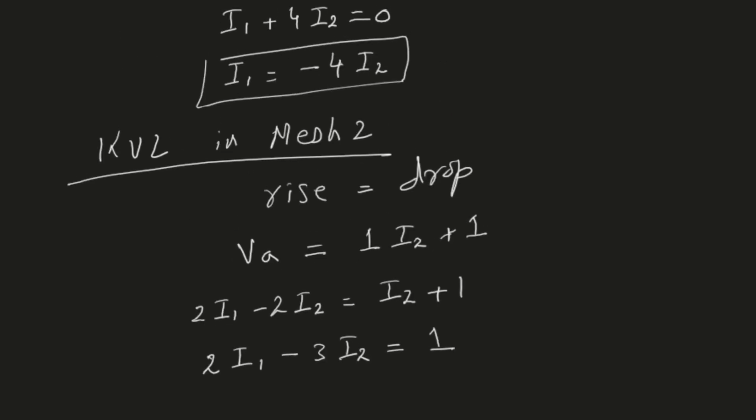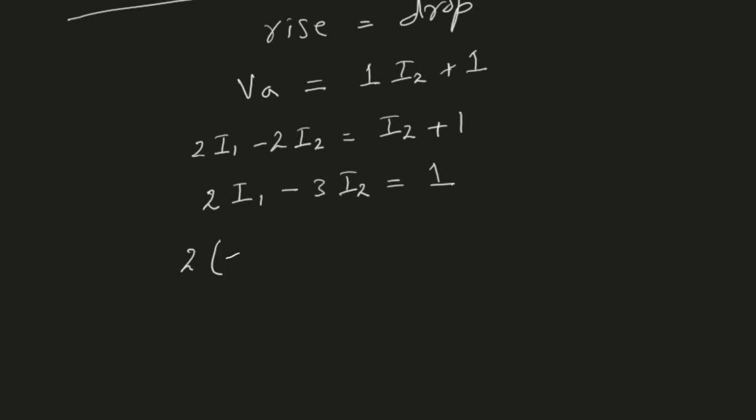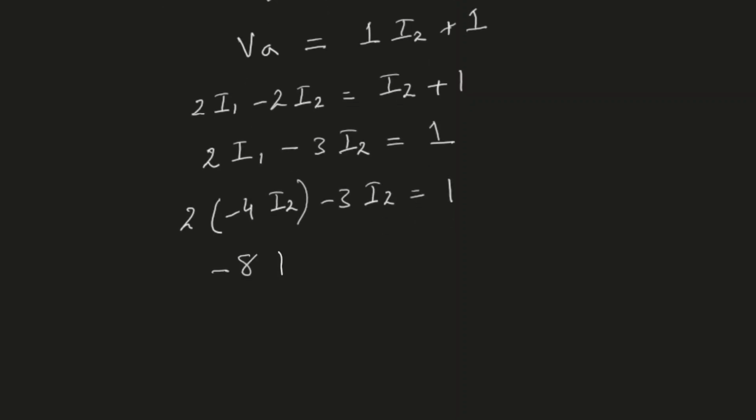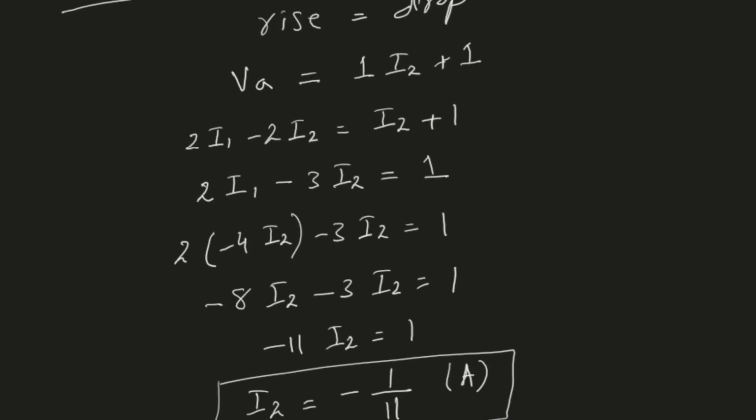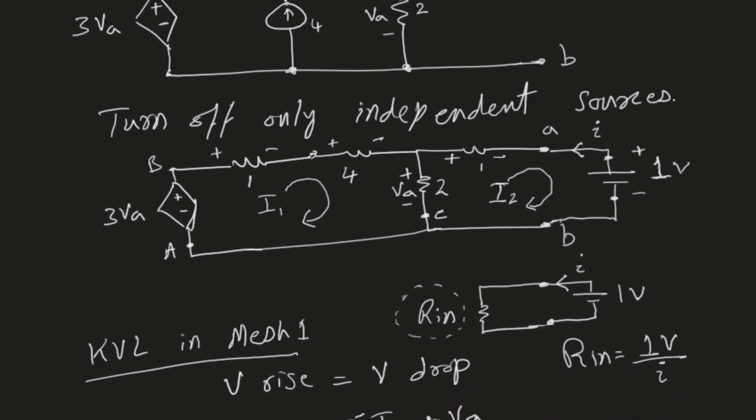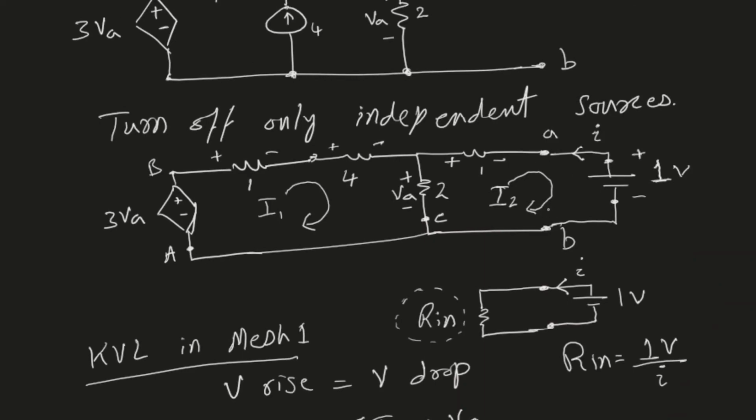Now I can use the first equation where I1 is negative 4I2. So I will have 2 times negative 4I2, minus 3I2 equals 1. And 4 times 2 is 8, so I have negative 8I2 minus 3I2 equals 1. This is negative 11I2 equals 1. And this tells me that I2 is negative 1 over 11 ampere. So we calculated I2. I2 is negative 1 over 11 ampere. Now you see, I2 is flowing in a clockwise direction. But we are not interested in I2.